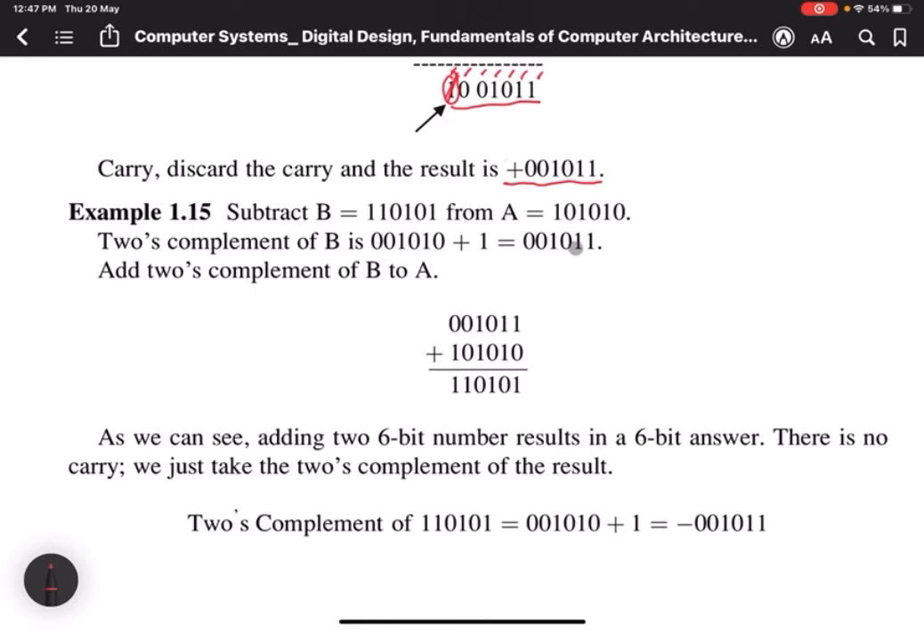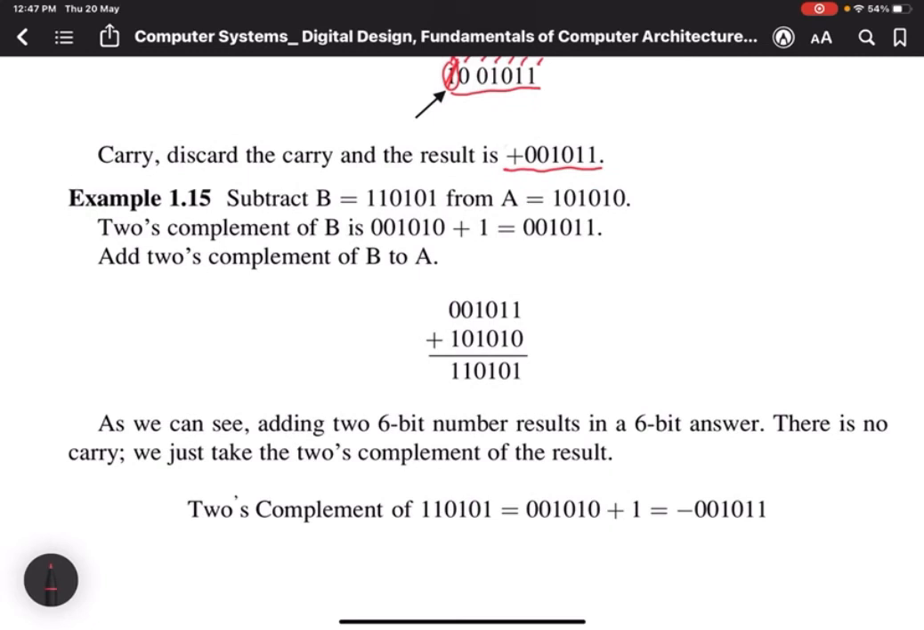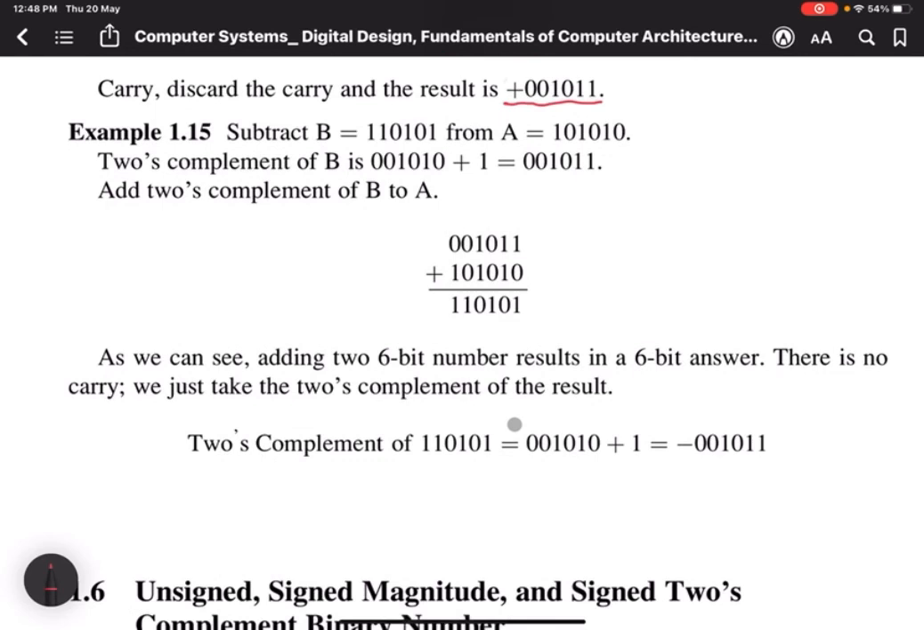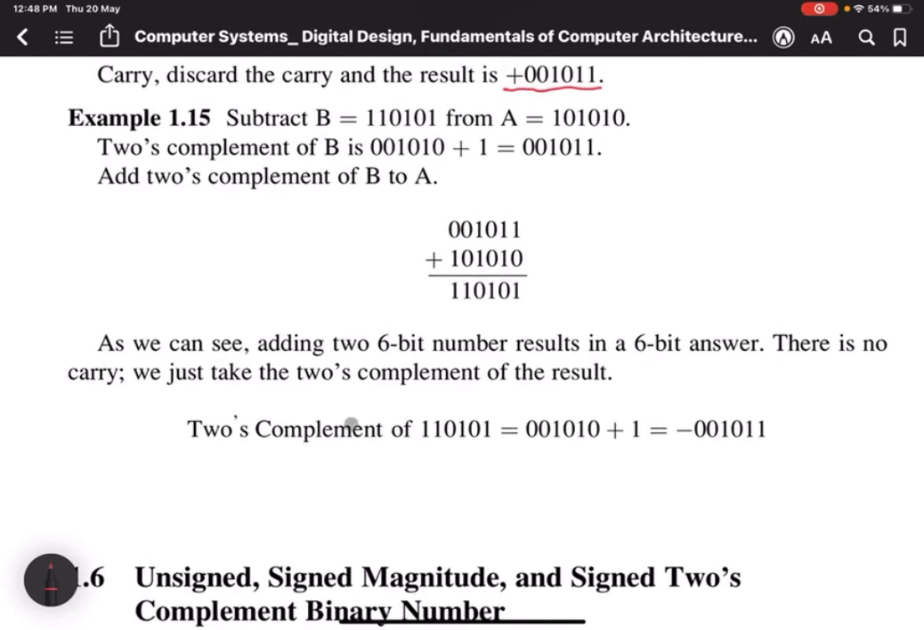So after this, we will add it to A, no? Which is this. Katulad ng ginawa natin sa taas, 1, 0, 1, nag-carry over tayo. So ito yung result niya, but as we can see, adding 6-bit numbers results in a 6-bit answer. There is no carry, no? We just take the 2's complement of the result. Okay? Babaliktarin uli natin yung mga digits and then add 1 and then we put the negative. Okay?